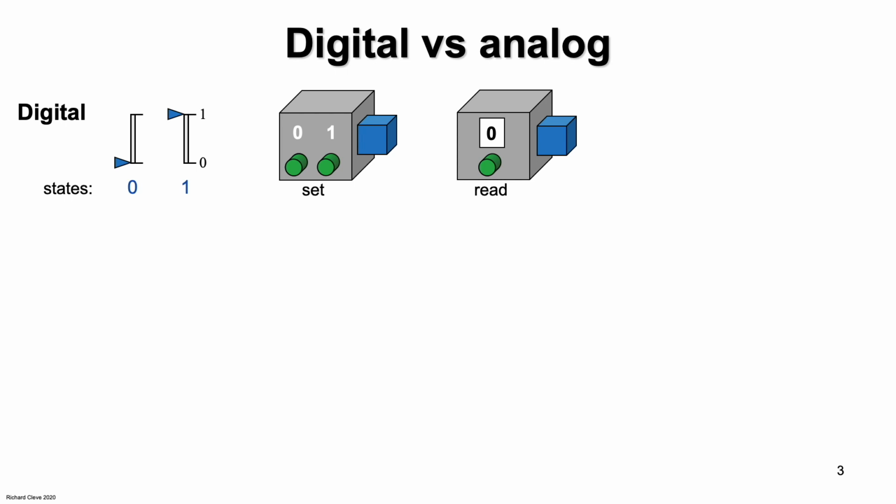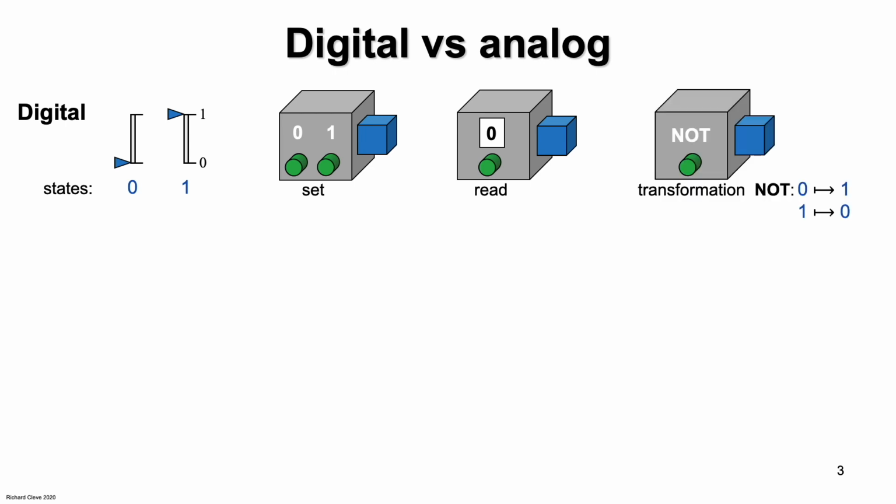A third type of device is one that transforms the state of a bit in some way. For example, for a NOT device, we plug the bit in, and when we push the button, the state flips. 0 changes to 1 and 1 changes to 0. This transformation is called NOT because it performs a logical negation where we associate 0 with false and 1 with true. Note that for this kind of operation, we don't care about seeing what the value of the bit is, as long as that value gets negated.